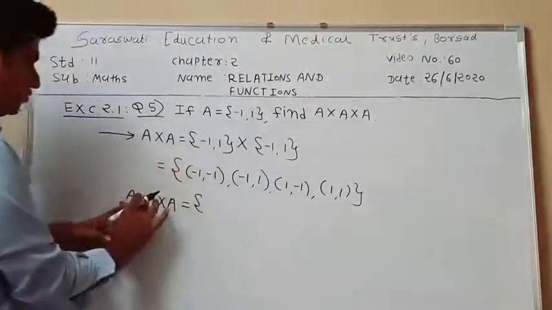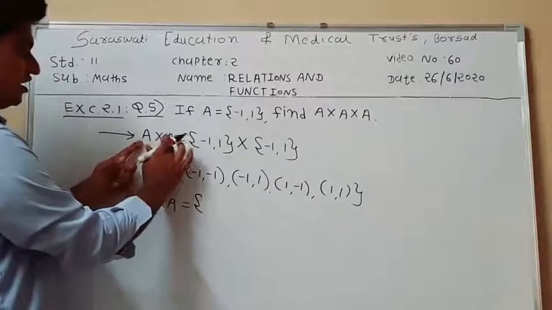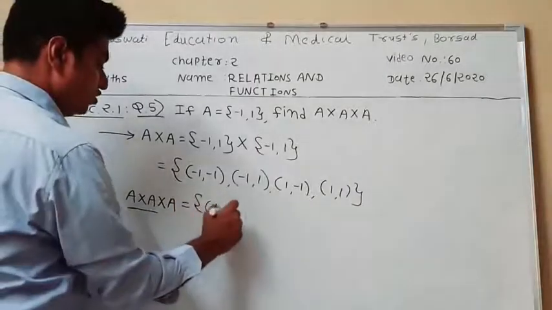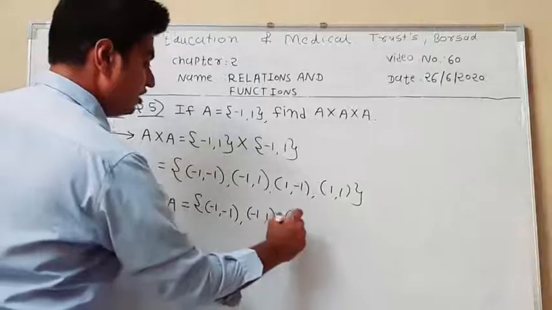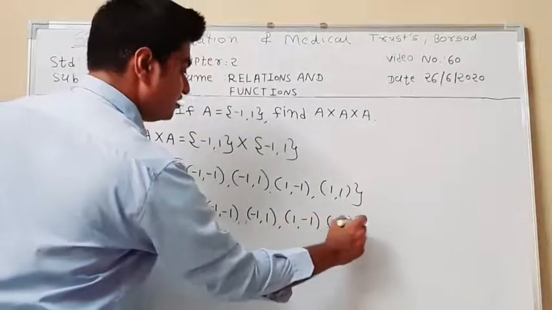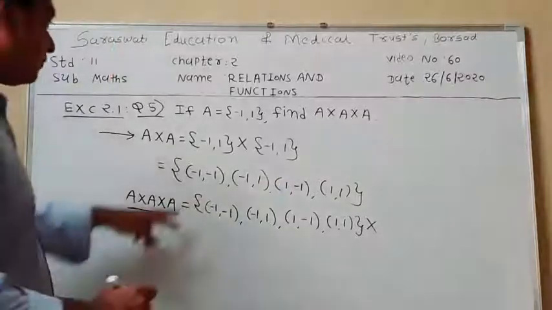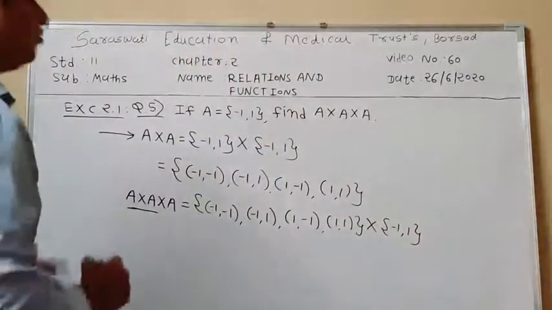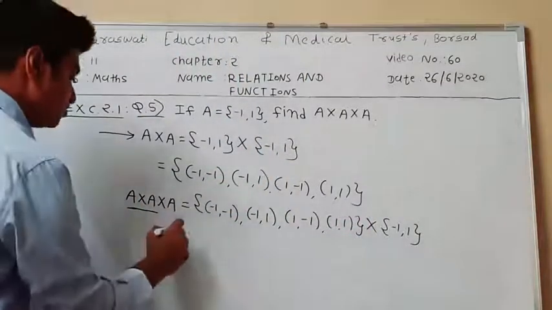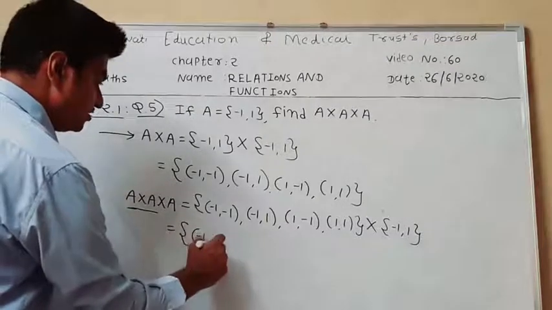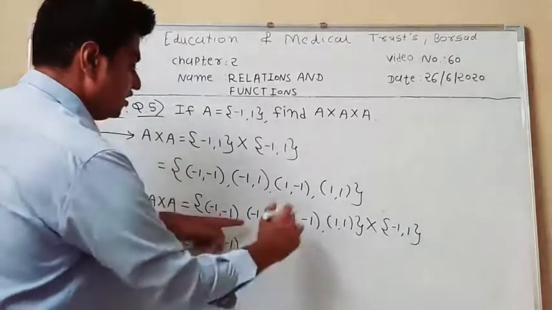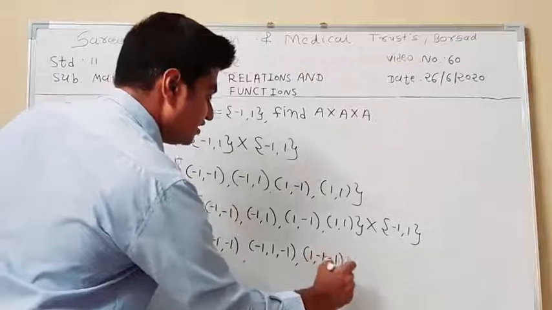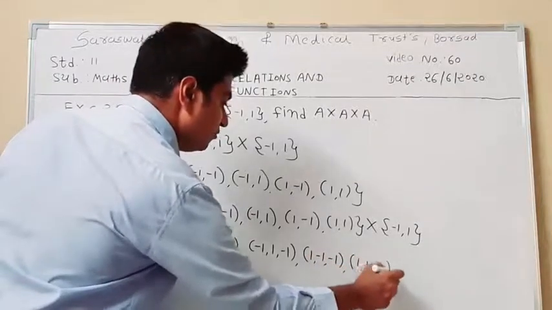Now in the first two terms, A Cartesian product A, substitute this value. So here written (-1,-1), (-1,1), (1,-1), (1,1) set over, Cartesian product with the last A in place of the set {-1, 1}. Now after applying the Cartesian product, we get (-1,-1,-1), (-1,1,-1), (1,-1,-1), (1,1,-1).